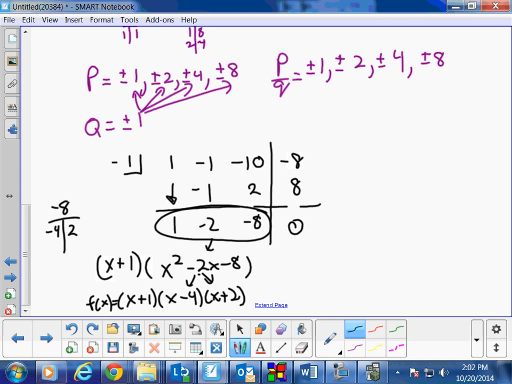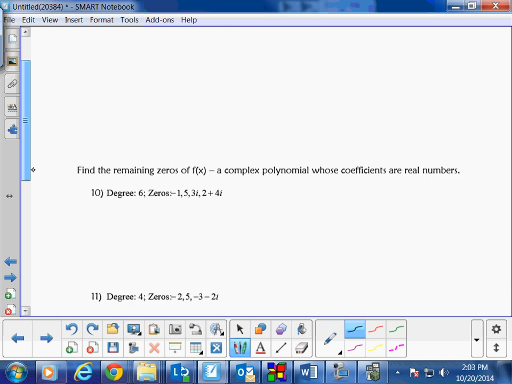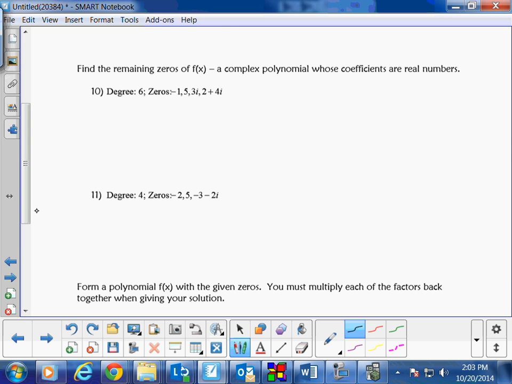Okay, now I am running a little bit out of time, so I'm going to go ahead and jump. This one's going to follow the same steps as the last one, but I'm going to do these other ones, and then if I have time, I'll go back to 9. But let's find the remaining zeros of these complex polynomials whose coefficients are real numbers. It wants us to find the remaining zeros. But the nice thing about this is that we have a theorem about conjugates. Any imaginary number has a conjugate. -3i is the other remaining zero.